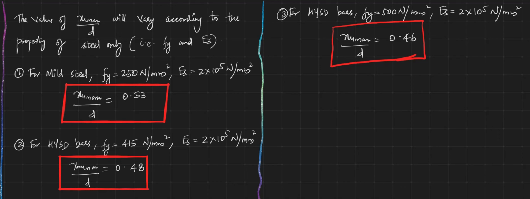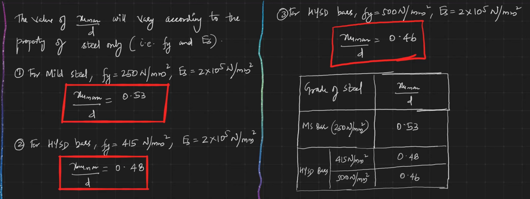You need to learn these values by heart, because based on this Xu max by d we will determine the type of section that we will study in the coming lectures. So you need to memorize these values at least for mild steel bars, HYSD 415 and HYSD 500 grade steel. So that is based on the grade of steel.